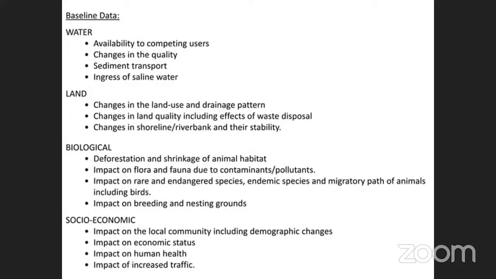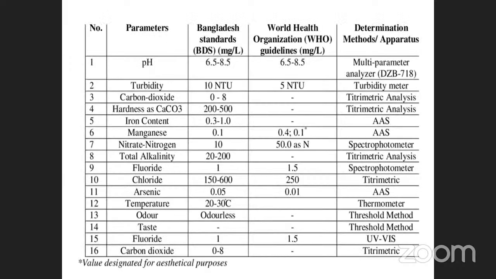Impact of increased traffic: overpopulation and urbanization lead to increased traffic. Various parameters are considered for the water quality assessment, surface and groundwater quality, and different soil pollutants monitoring. These are the various methods used for the analysis of the water samples, which will be used in baseline data of environmental impact assessment.